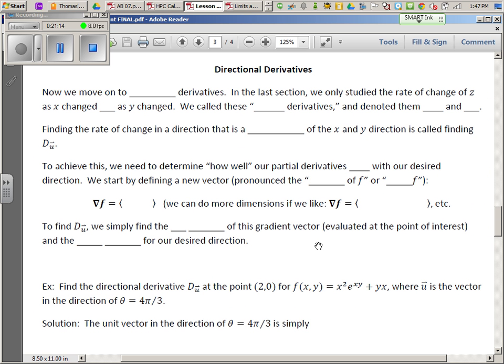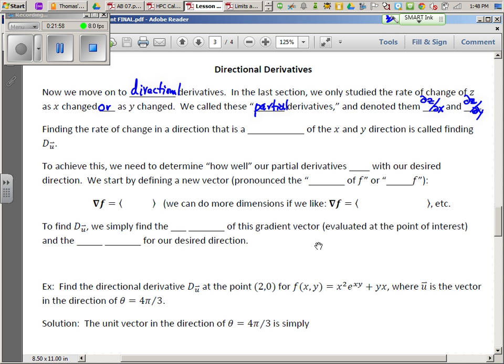How does that work? Okay, so let's fill in our blanks first, and we'll get into the example pretty quick, actually. Okay, now we move on to what's called directional derivatives. In the last section, we only studied the rate of change of z as x changed or as y changed. Okay, so you were only allowed to go in the x direction or the y direction. You couldn't do both. And we call these partial derivatives, and we denote them dz/dx, dz/dy, with the curly d.